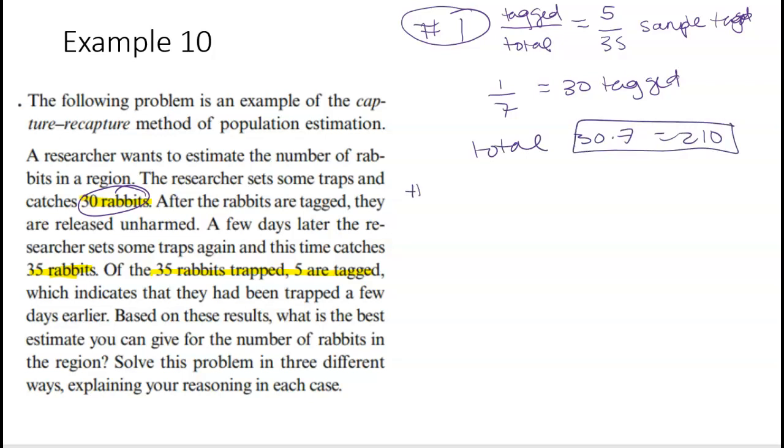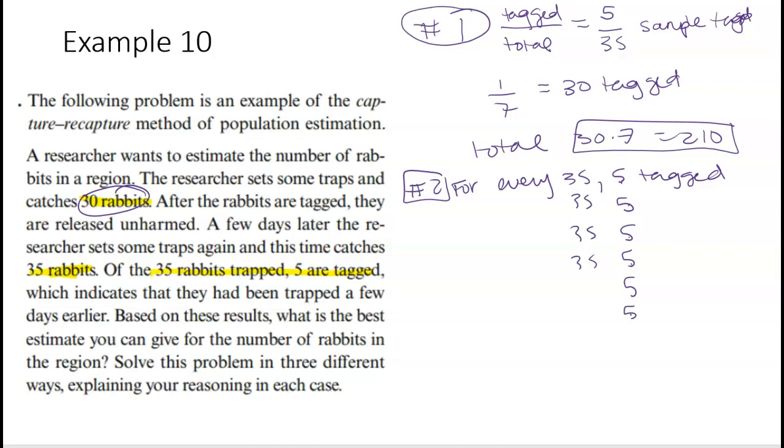And don't worry if that didn't resonate. We'll do it a couple different ways. So for every 35 caught, 5 will be tagged. And we could keep doing that, and we know 30 are tagged. So let's keep going: 5, 10, 15, 20, 25, 30. That's 1, 2, 3, 4, 5, 6 groups. So how many is that? We know that 30 are tagged. So how many in the total population, if we add all those up, or 35 times 6, we get 210.